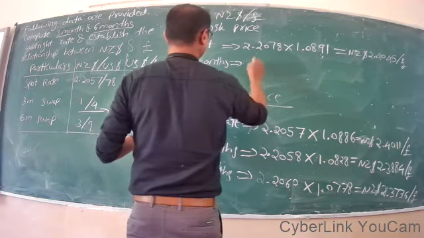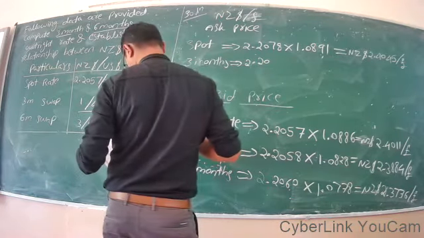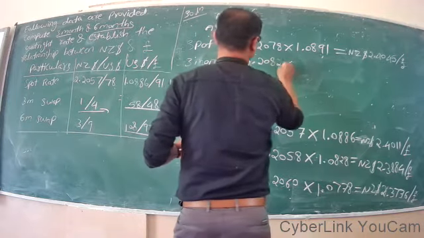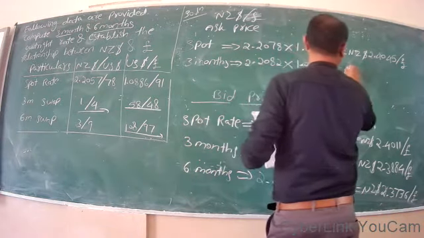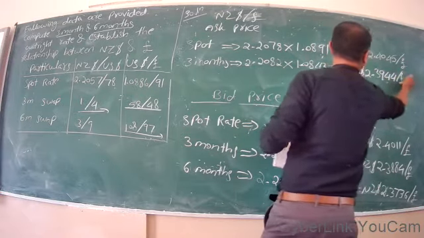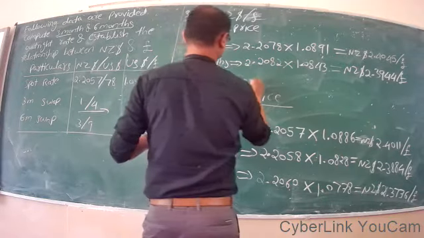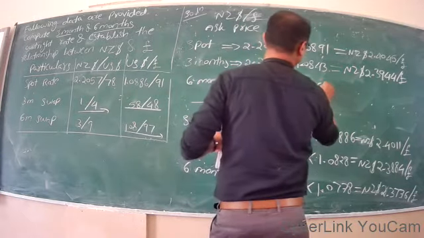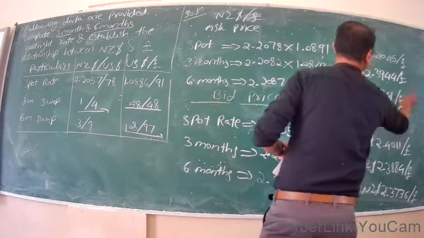Now 3 months ask price is 2.2082, that should be multiplied with 1.0843. That is New Zealand dollar 2.3944 per sterling pound. 6 months ask price is 2.2087. That should be multiplied with 1.0794. So that is New Zealand dollar 2.3841 per sterling pound.